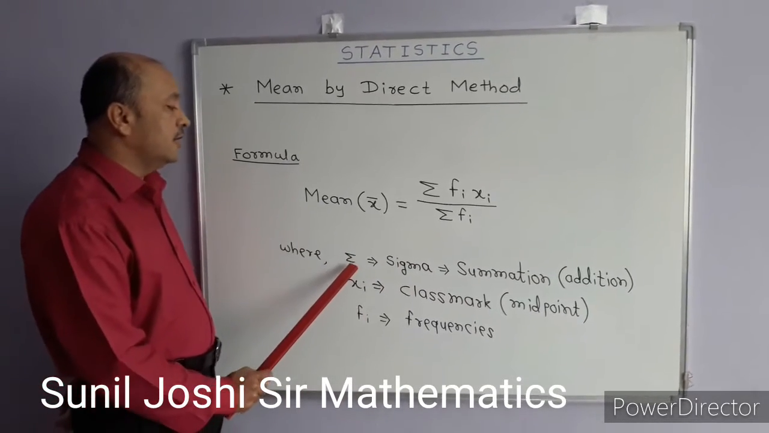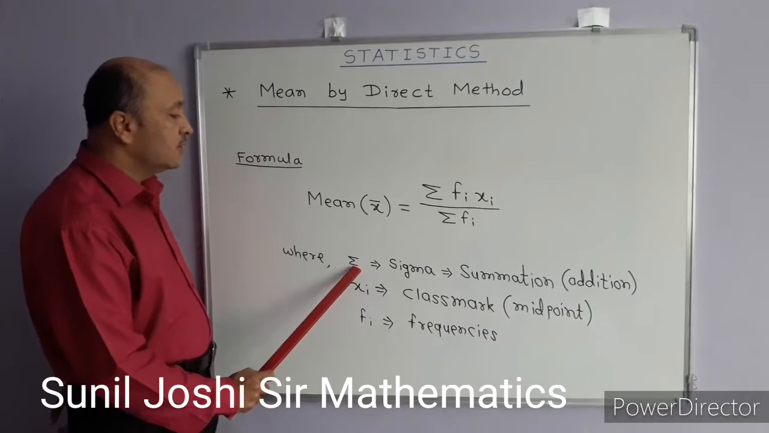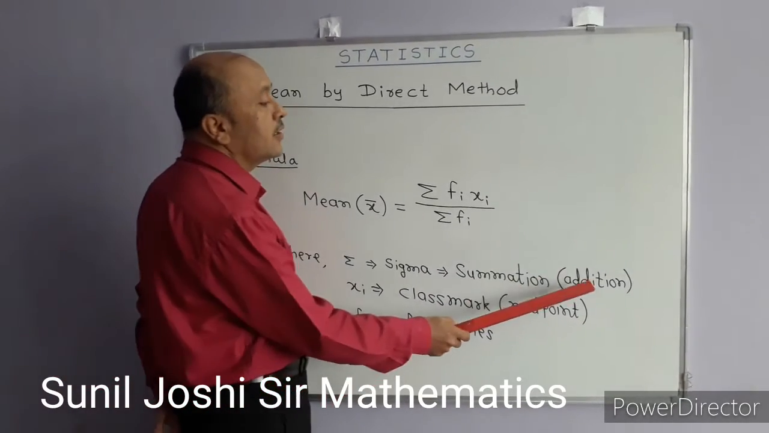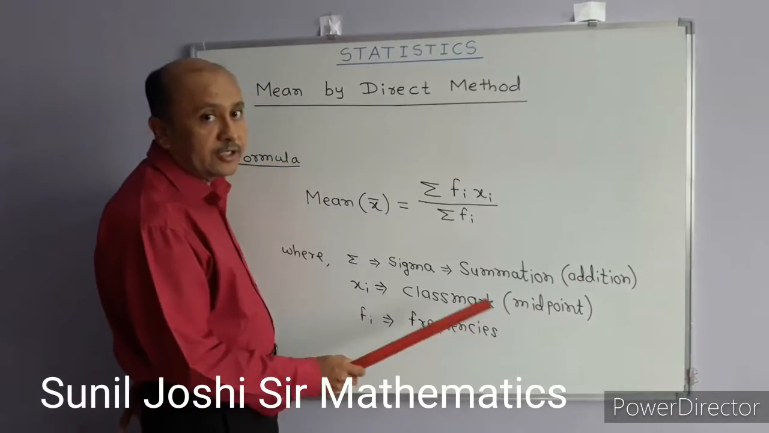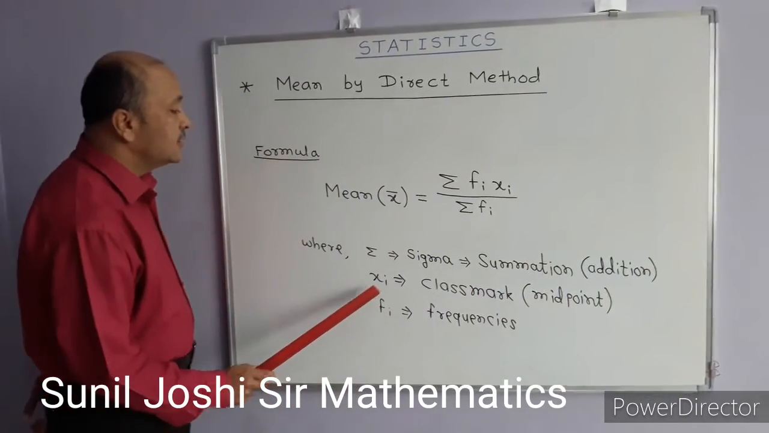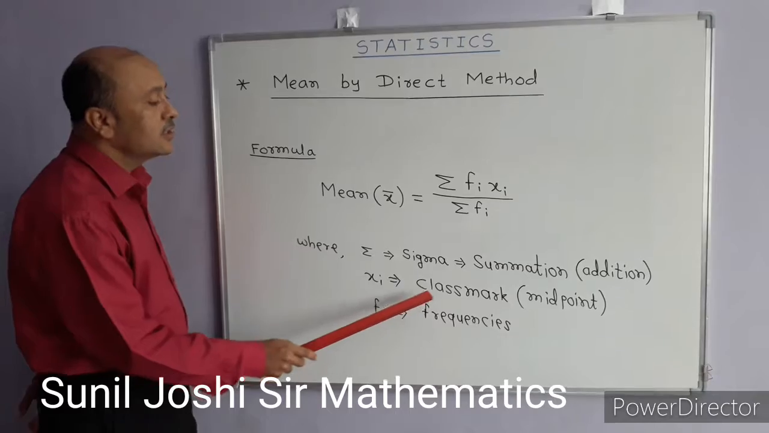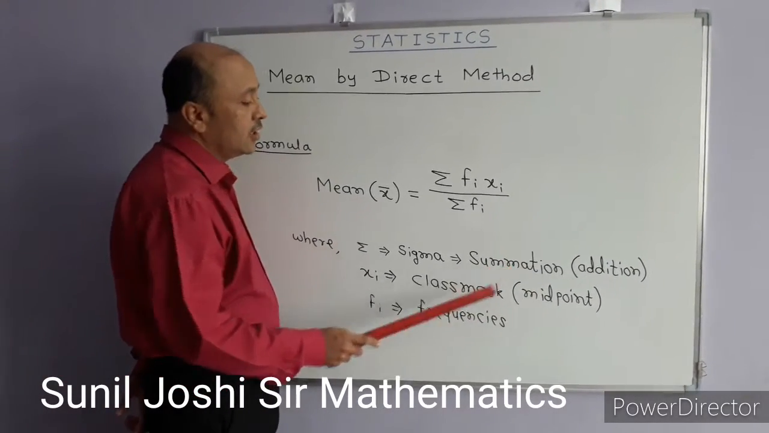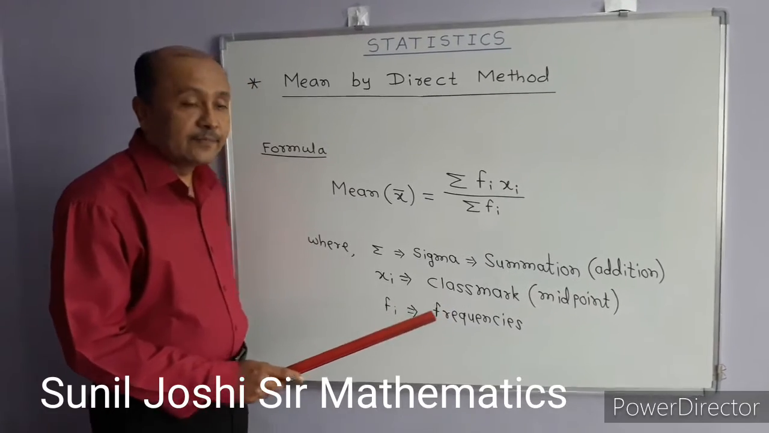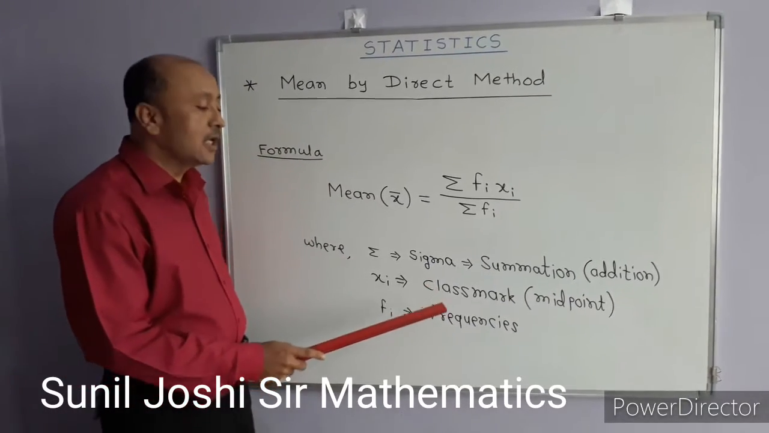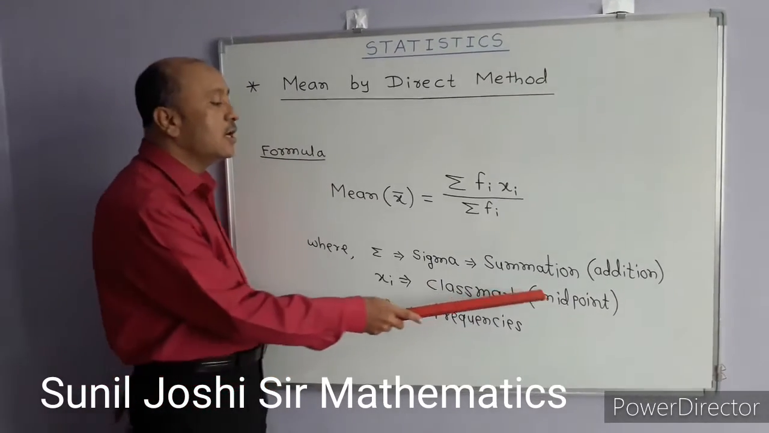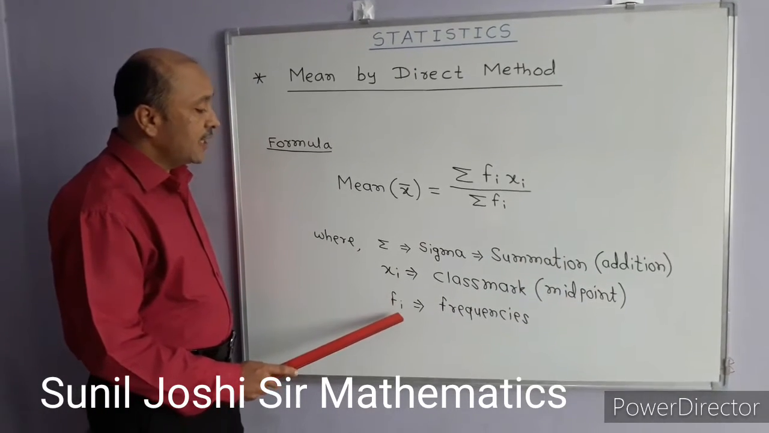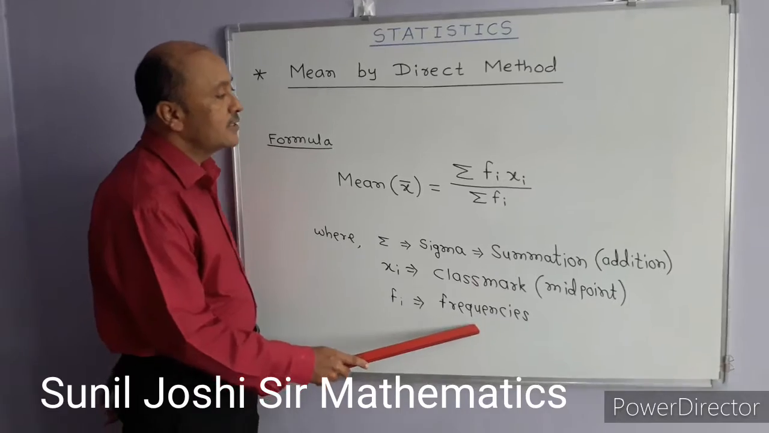So what is the meaning of these? Sigma is a Greek letter. The meaning of sigma is summation, or in short, addition, the operation of addition. Next is xi. Xi means class mark, and class mark means midpoint. Suppose the class is 10 to 20, then 15 is called the class mark, or the midpoint of the class. The next is fi. Fi stands for frequencies.